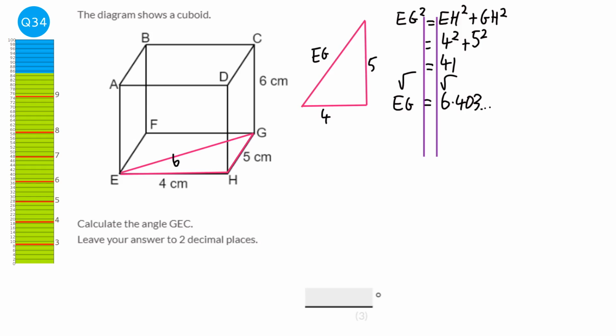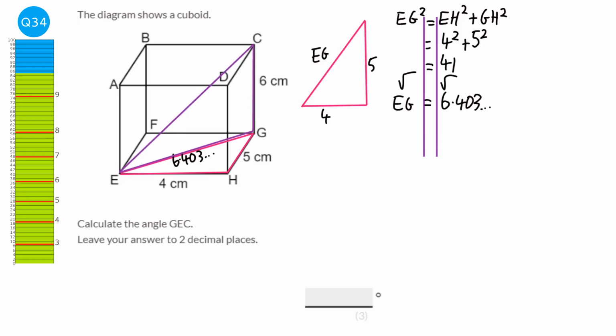So we know that this is 6.403 and so on. Now we're looking for angle GEC. So we need to draw in another triangle onto our diagram. We'll do this a different colour. So GEC, the triangle would be here.